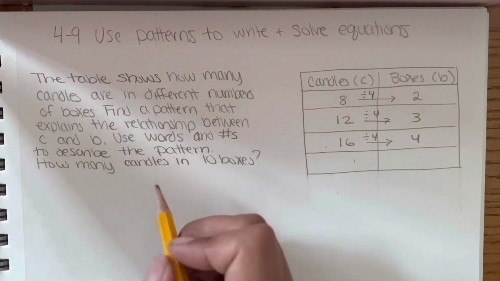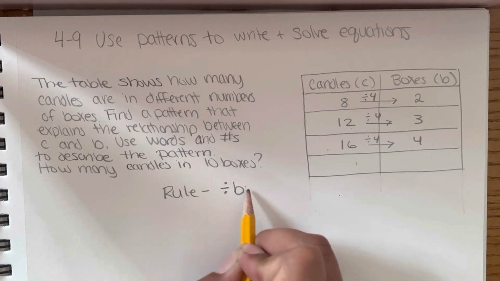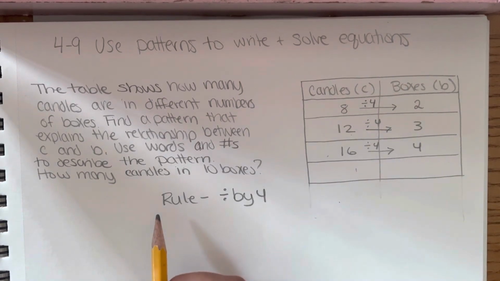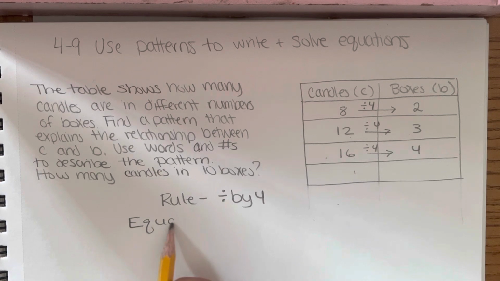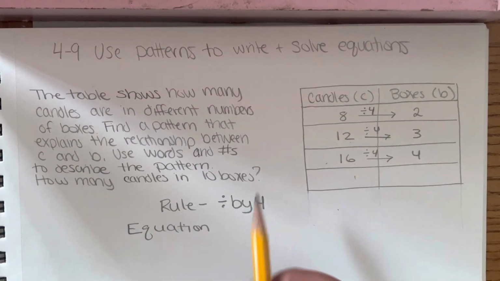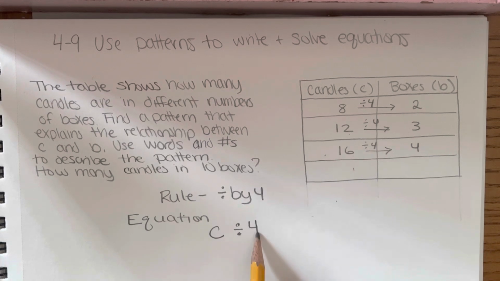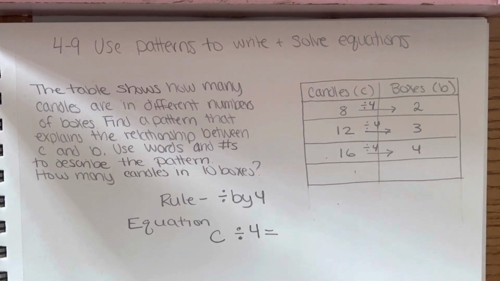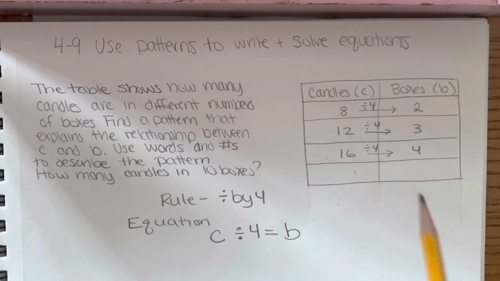So I'm going to write a rule for this. The rule is divide by 4 because that's what I'm doing consistently in this table. So now I'm going to write an equation because I have to use words and numbers to describe the pattern. So that means we need to write an equation. I'm going to start with my first variable, which is C. I'm going to use my rule, divide by 4, and an equation has an equal sign, so I have to put an equal sign, and I'm going to write my second variable: C divided by 4 equals B. That is my equation for this table.